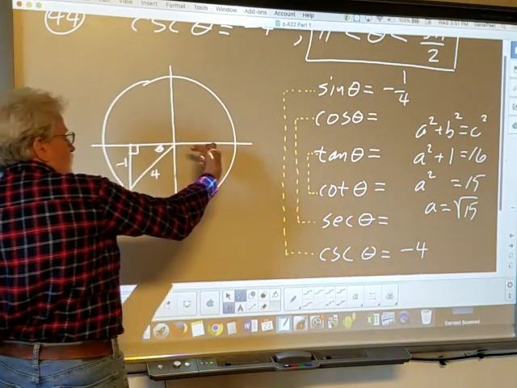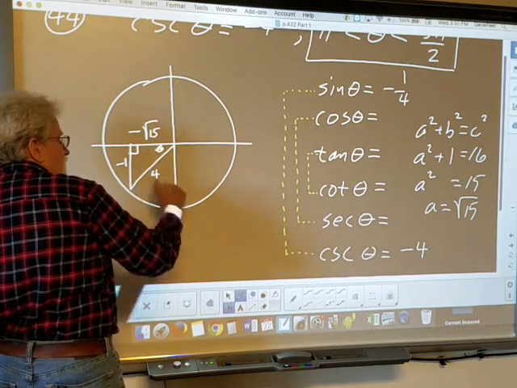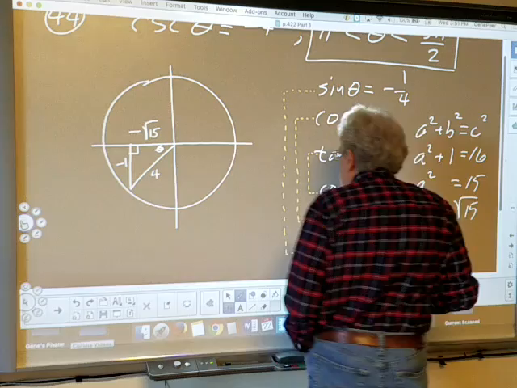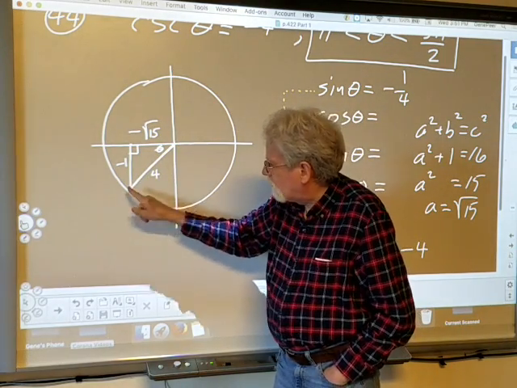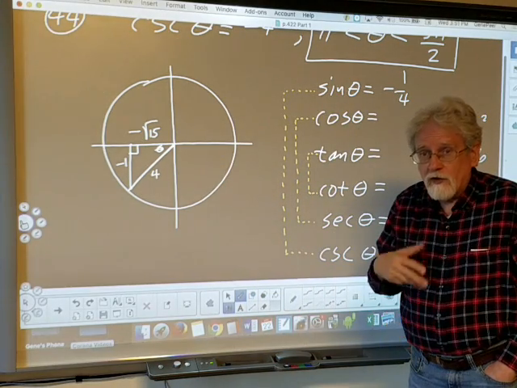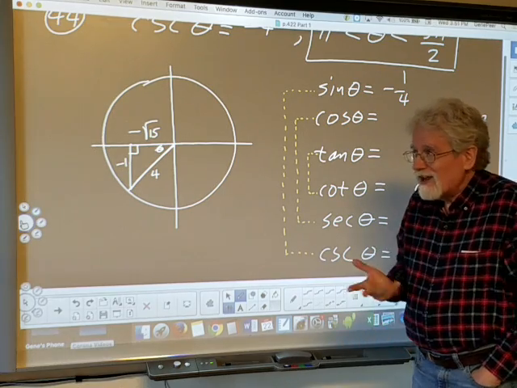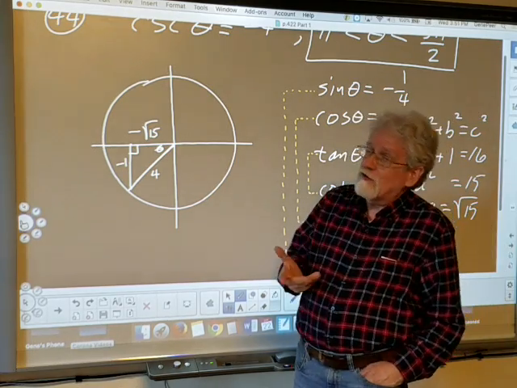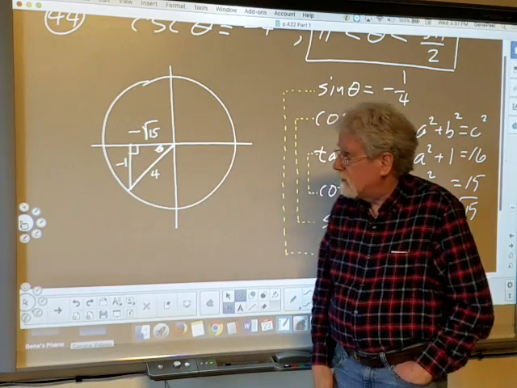But watch out, we're going that direction. It's negative square root of 15. In calculating these values, you can either consider this to be negative and that to be negative while the hypotenuse is always positive, or you can ignore that and just use All Students Take Chemistry to figure out the sign in the end. The danger with that is you might forget to do that, as I was getting ready to do in the previous example.